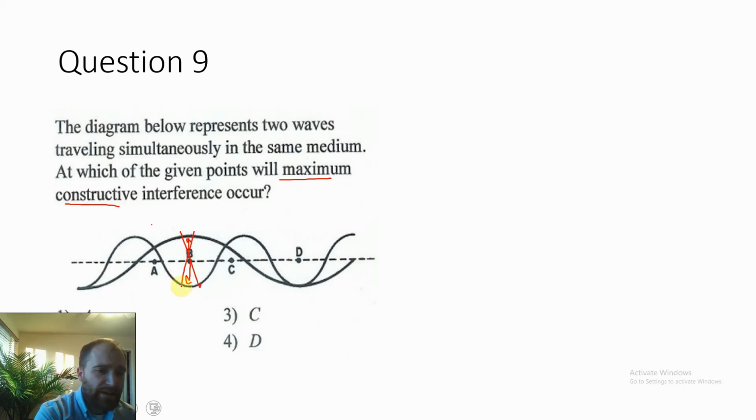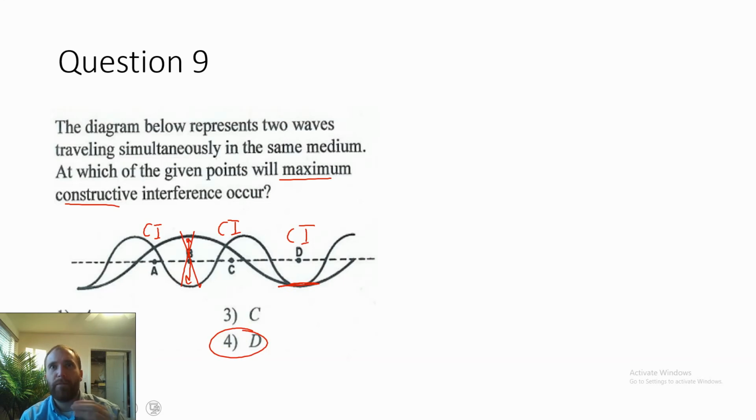I think A is an example of constructive interference. I think C is an example of constructive interference. I think D is an example of constructive interference. But at which of these points will we get the most constructive interference? I would say the one where they're both the biggest. The answer to this is D, because they look like they're both all the way down. They're both at that maximum negative amplitude. That means they'll combine to make the biggest value downwards. So the answer was D.